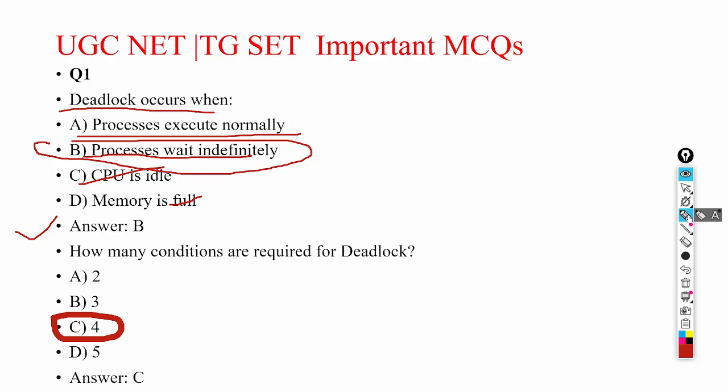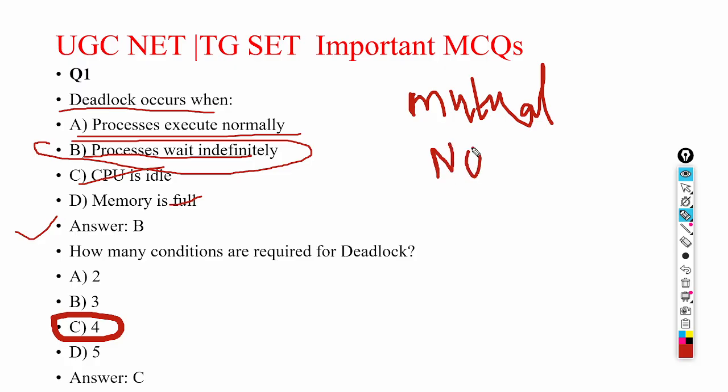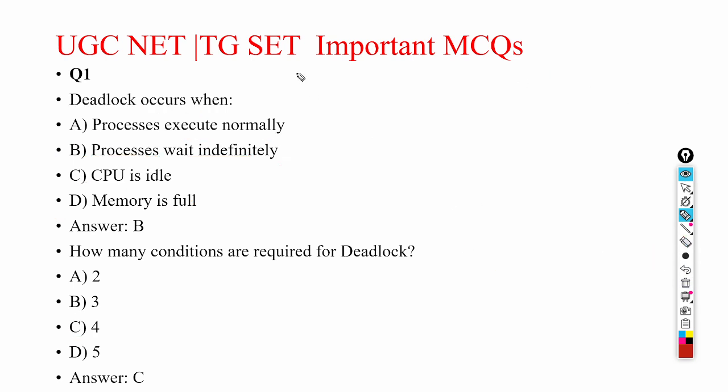What are the four conditions? Just now we discussed them. The first one, mutual exclusion, then no preemption, hold and wait, and circular wait. These are the four conditions.